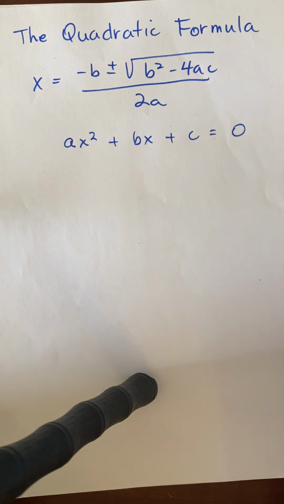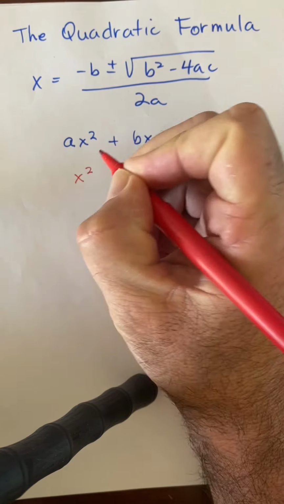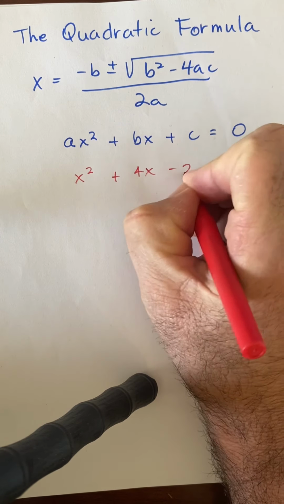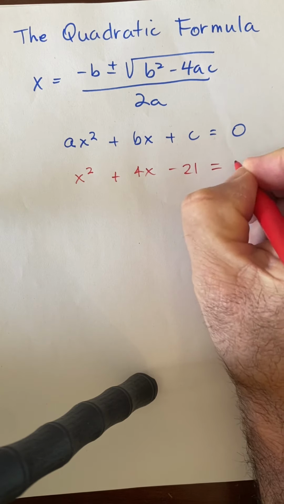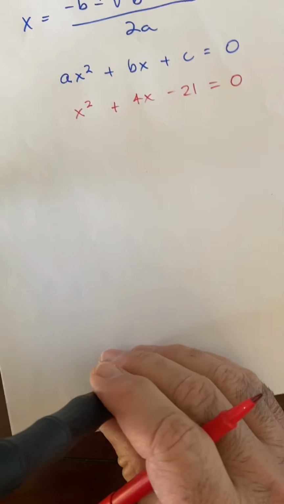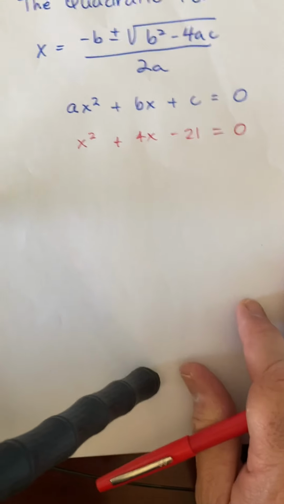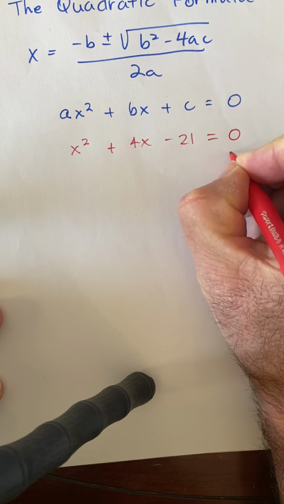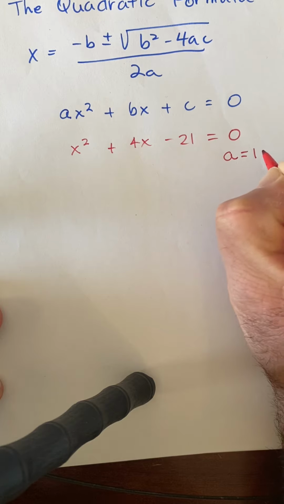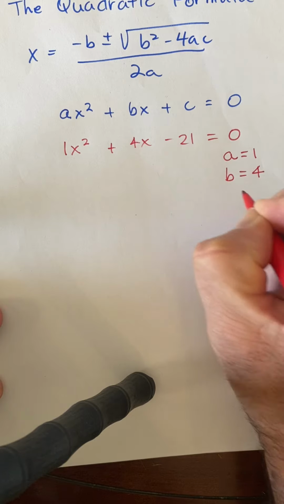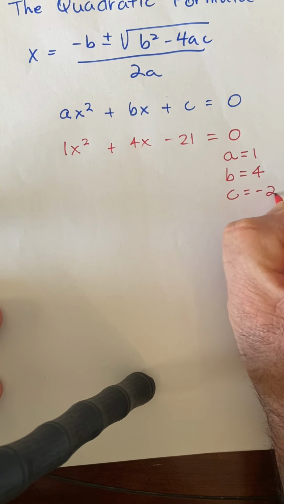So here's an example. Let's use x squared plus 4x minus 21 equals 0. So we'll start with this quadratic equation. Now, I notice it is already in standard form, so I don't have to do anything there. What I do want to identify right over here is a is 1, because there's an invisible ghostly 1 there. B is 4, and C is negative 21.